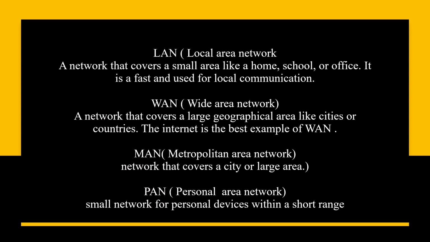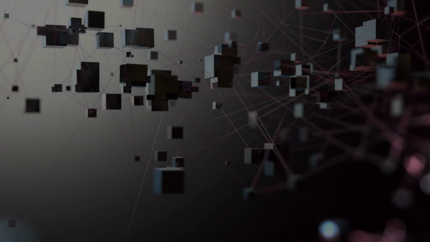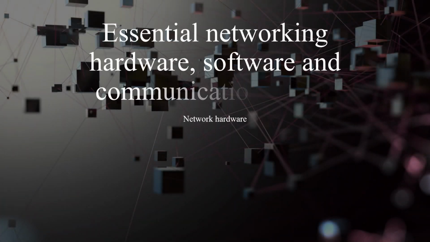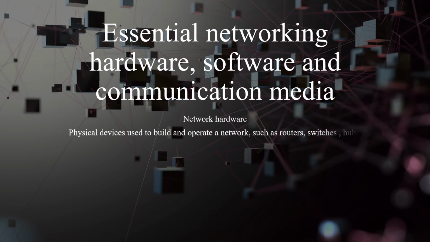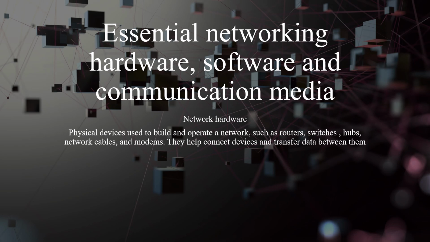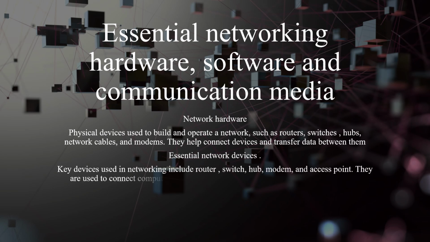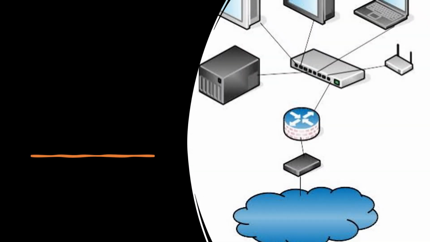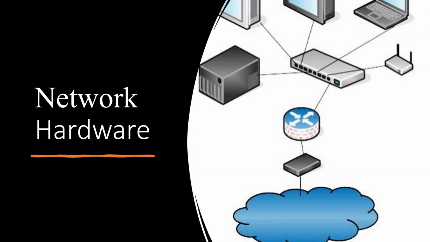And the next one, networking hardware. Networking hardware includes routers, switches, hubs, modems, and access points. And these devices connect computers and allow data to move between networks and the internet. Next slide. Network hardware images. This slide shows examples of networking hardware devices and how they are used in real computer networks.